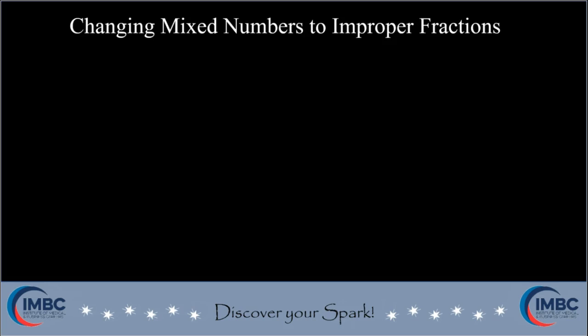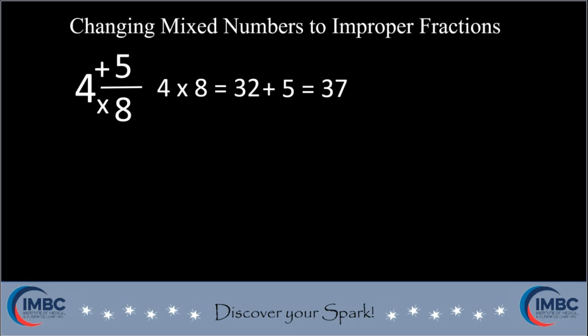Changing mixed numbers to improper fractions. We'll work with 4 and 5/8. The first step is to multiply the whole number 4 times the denominator. So 4 times 8. 4 times 8 is 32. And then we add the numerator 5. So 32 plus 5 is 37. The improper fraction, 37/8.